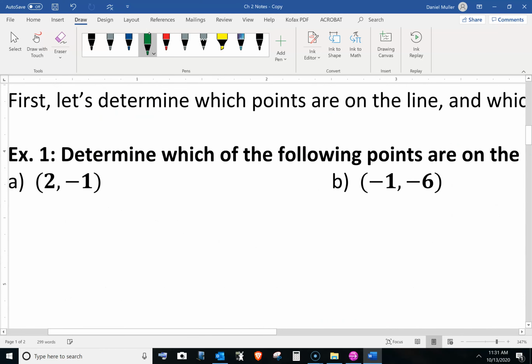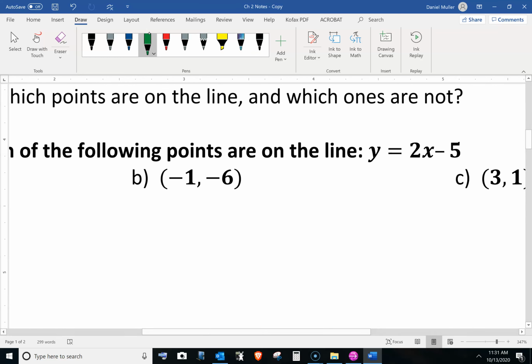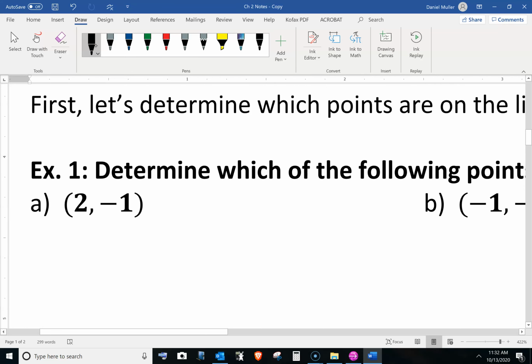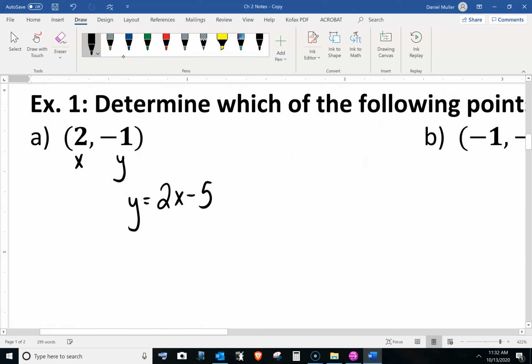That is what example 1 is here. Determine which of the following points are on this line. It's actually really easy. y equals 2x minus 5. I'll start by writing that down because I don't want to keep looking over there. So y equals 2x minus 5. The way to tell is to put these numbers, x and y, into this equation and see if you get a true statement. So y is -1, so I'll make it -1. That is our y, so we'll put it in for our y.